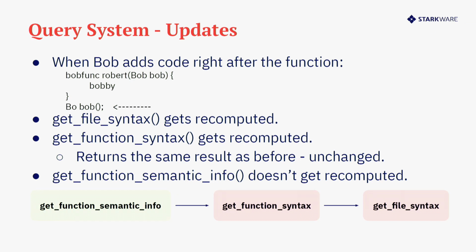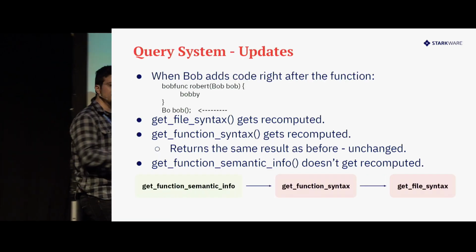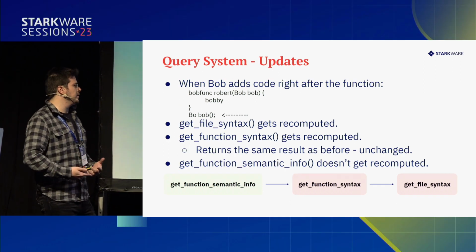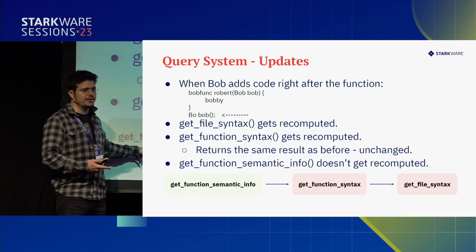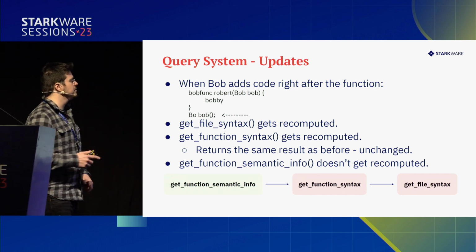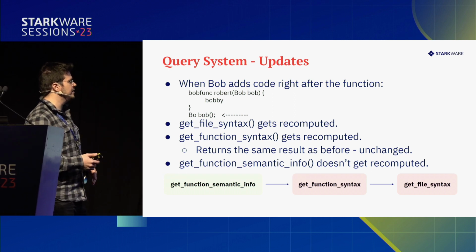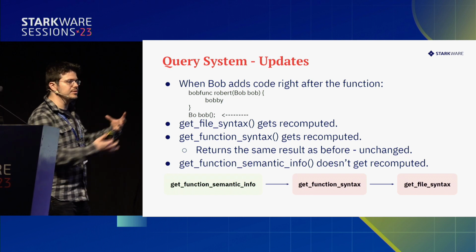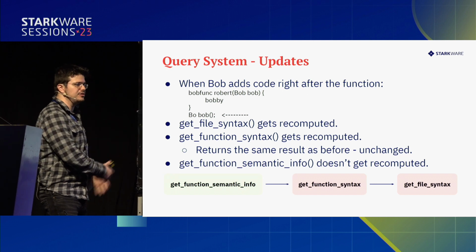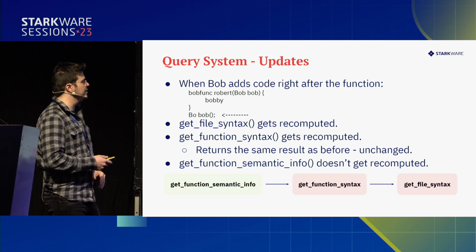But the return value of get function syntax actually is the same as the previous value. So basically, the output of get function syntax is essentially unchanged. Even though it was recomputed, the value it gave is unchanged. So this is where the query system knows this function doesn't need to get recomputed, because its input is exactly the same. So this is how a query system works, and this keeps all the computation to only what we need, and for other parts of the code that are not changed, it uses the cached values.